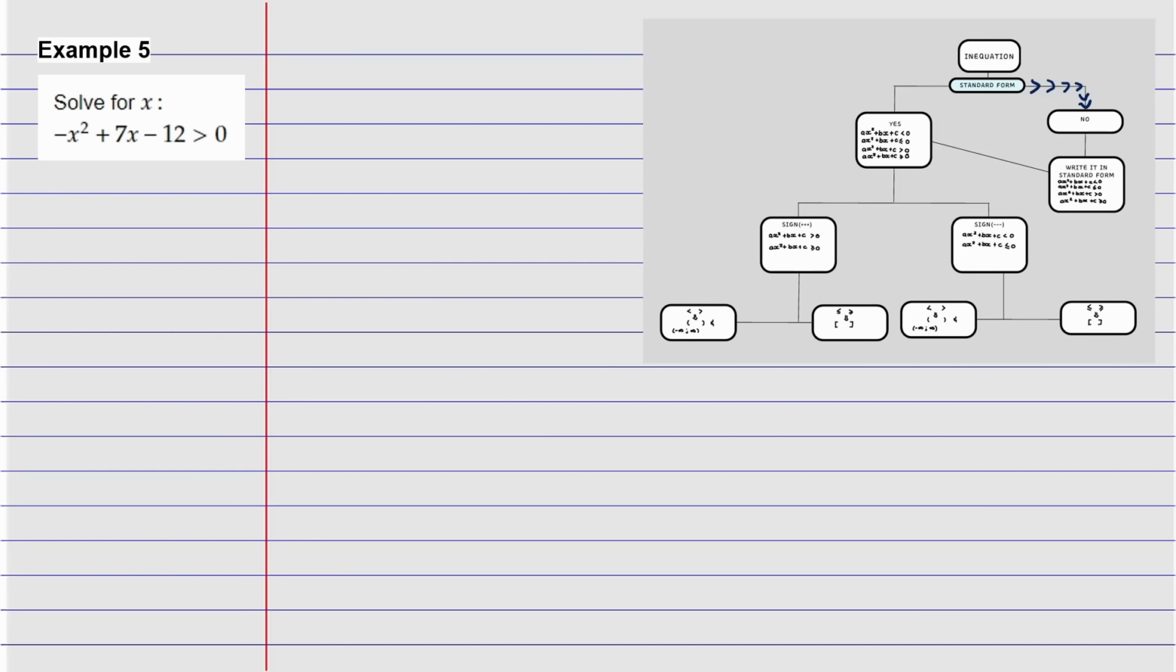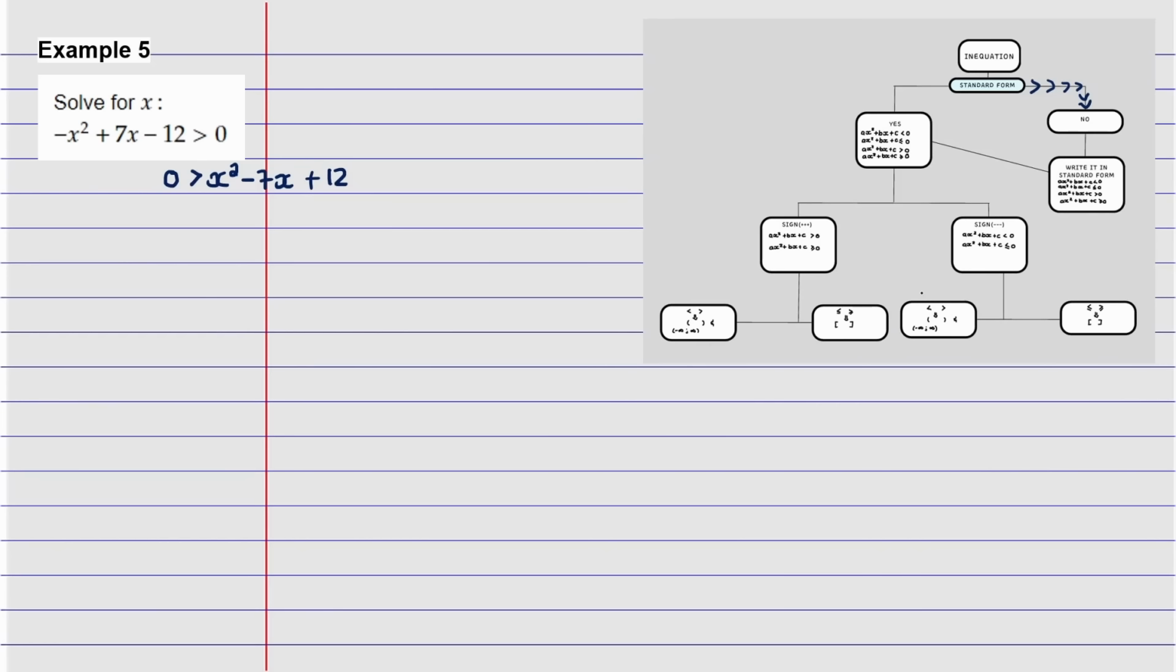So now, since we know the fact that it's not, we need to write it in standard form. The easiest way is to take everything to the other side so that it becomes positive. So this side is going to be 0. Then it's going to be greater than, looking like this. Then take everything to the other side. Since it's negative, it's going to become positive. This one's going to become negative. And this one is going to become positive.